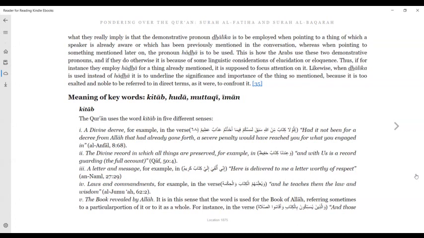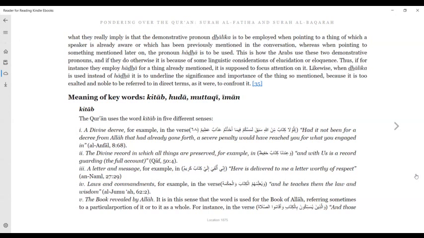Number 2, the divine record in which all things are preserved. For example, وَعِنْدَنَا كِتَابٌ حَفِيظٌ. And with us is a record guarding the full account. Surah Qaf, chapter 50, verse 4. Number 3, a letter and message. For example, إِنِّي أُلْقِيَ إِلَيَّ كِتَابٌ كَرِيمٌ. Here, is delivered to me a letter worthy of respect. Surah An-Naml, chapter 27, verse 29.